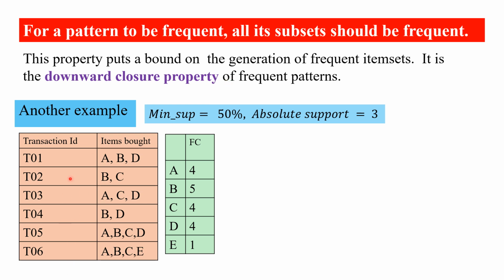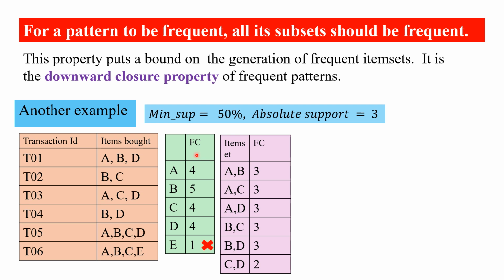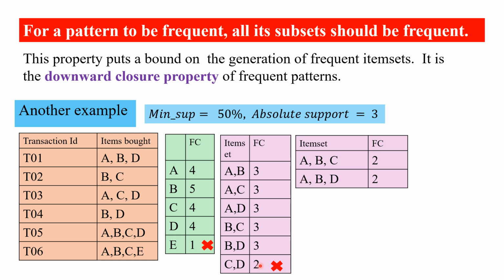So here we have 6 transactions. So minimum support of 50% requires absolute support of 3. In item set length 1, we see that E is not frequent. Then we go to length 2, and here again CD, whose item count is 2, is not frequent. We generate patterns of length 3 from those subsets where we had the frequent patterns coming out.